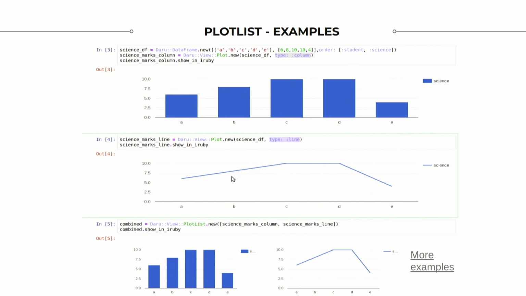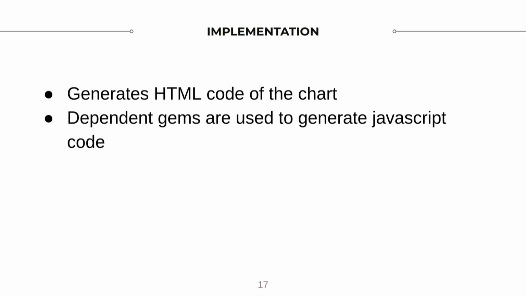With Plotlist, you not only get to plot two similar kinds of objects, but you also get to plot a Google chart with a Highchart or a table with a plot. Basically, an array which consists of DaruView plots and DaruView tables is visualized using a plot list. More such examples of plot lists are shown in this notebook. I'm skipping these for now. You can refer to it later. So next is implementation.